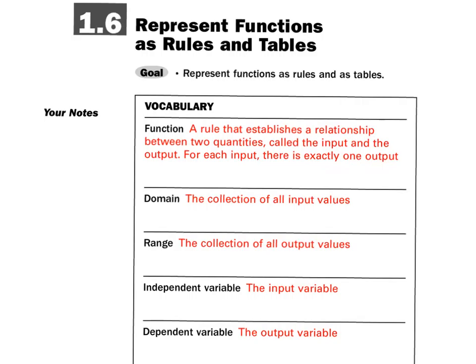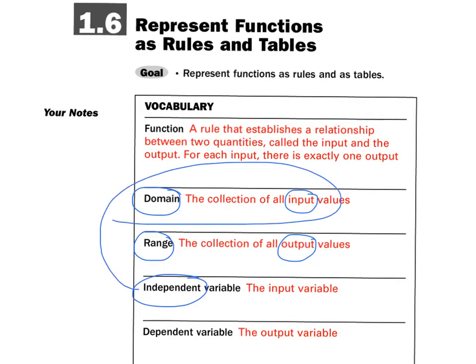Next we have domain. The domain is the collection of all input values, so we need to keep in mind that domain is input. The range is the collection of all output values, so range is output. Then we have independent and dependent variables. Independent variables are the input variables, so independent is going to go with domain and input. And dependent variables are the output variable, so dependent is going to go with range and output.